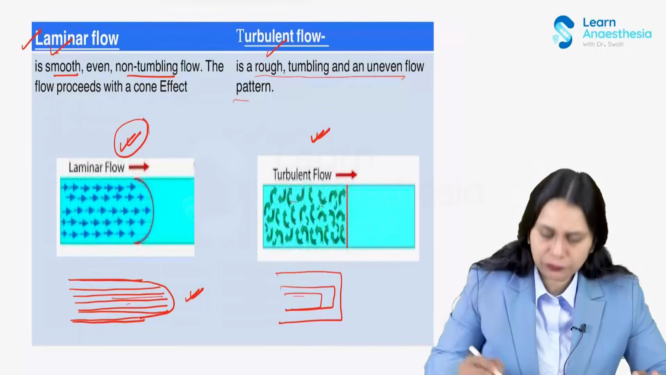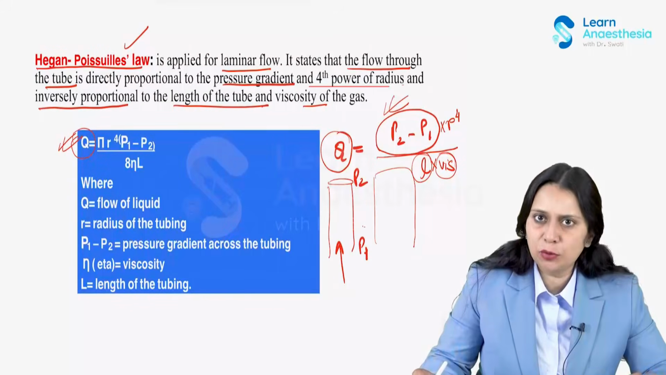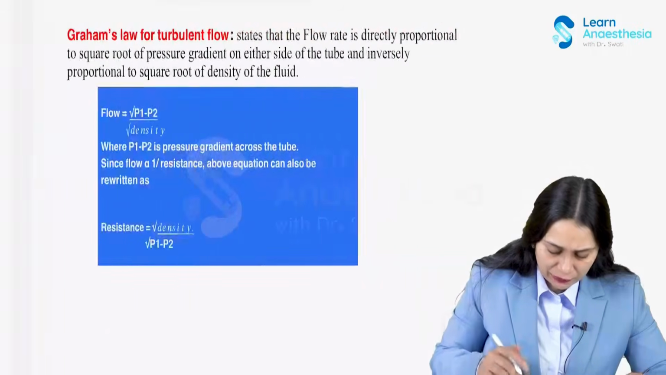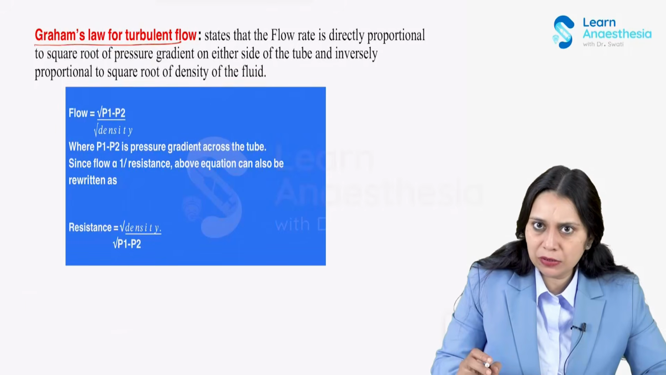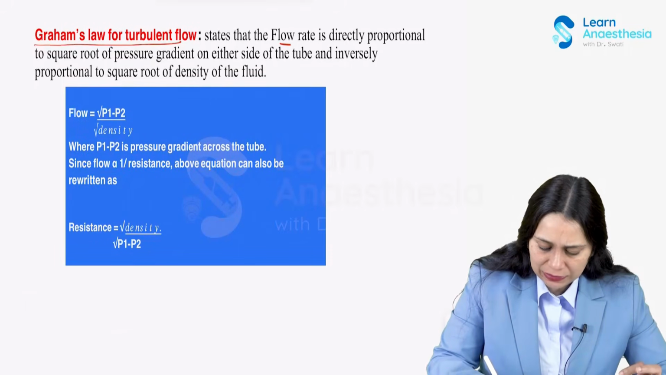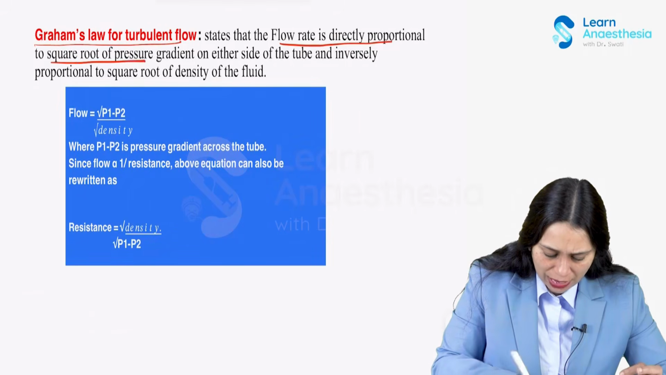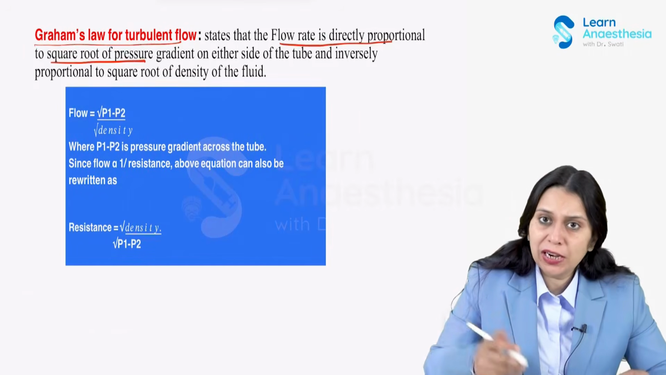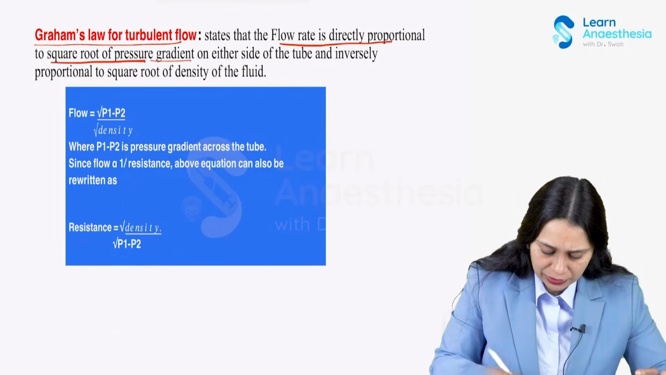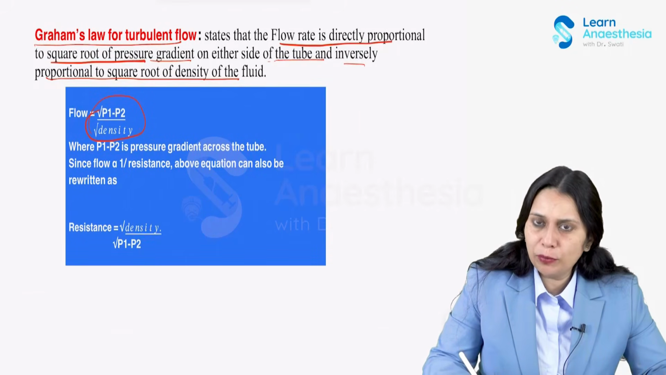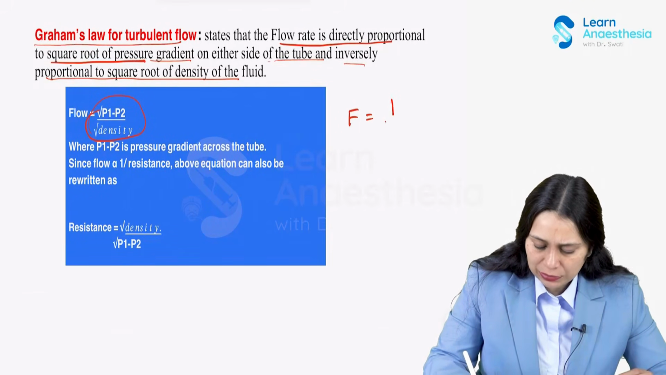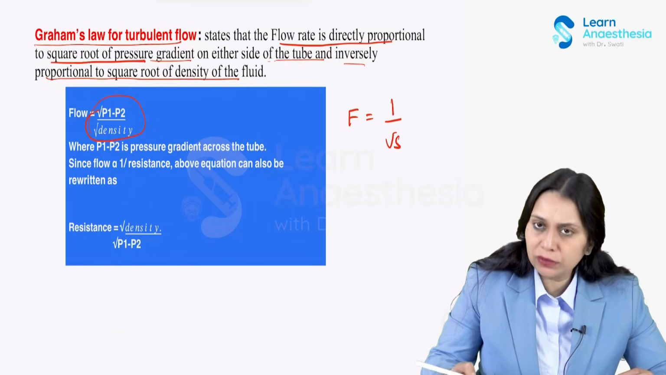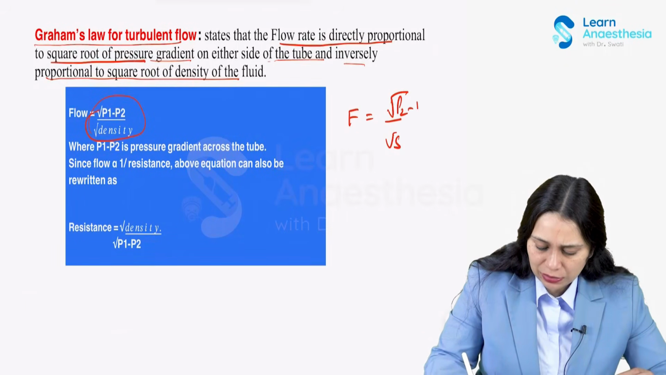What about turbulent flow? Turbulent flow is not governed by the Hagen-Poiseuille law. It is governed by Graham's law. So what does Graham's law say? It states that flow rate is directly proportional to the square root of the pressure gradient. It is not directly proportional to the difference in pressure. It is proportional to the square root of the pressure gradient on either side of the tube, and is inversely proportional to the square root of the density. So when the flow becomes turbulent, it depends upon the square root of the density and the square root of the pressure difference.